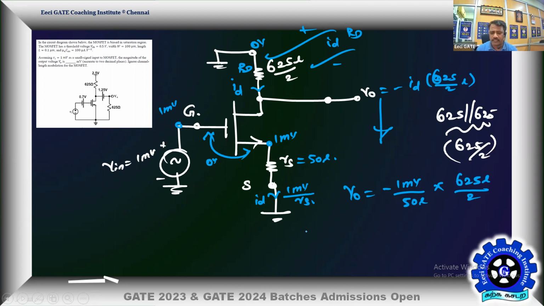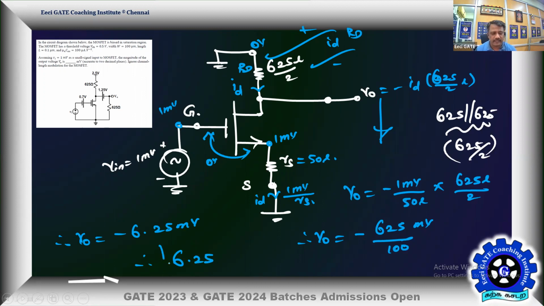V is already substituted. Therefore V naught is equal to minus 625 millivolt by 100. The ohm will get cancelled. That's the result. Therefore V naught is equal to minus 625 by 100, which is minus 6.25 millivolt. But he's asking only the magnitude of the output voltage, therefore in millivolts it is going to be 6.25 as your answer, up to 2 decimal places.